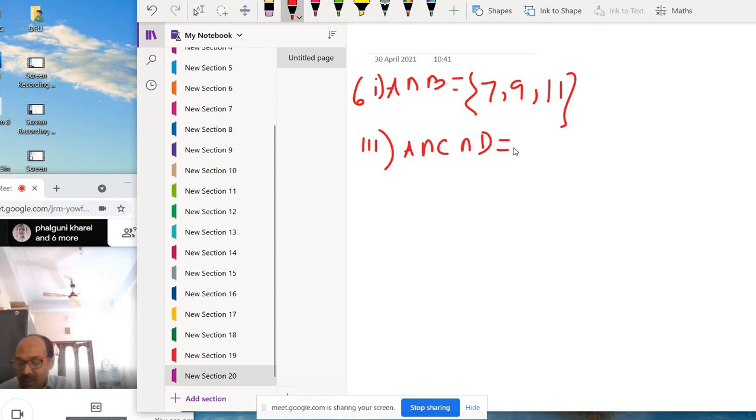11 is common only to A and C, but in the D set 11 is not there. And 15 is common to C and D, but A does not have 15. So no common point is there. So it is the null set. A intersection C intersection D is the null set, no common point. Null set is the answer.